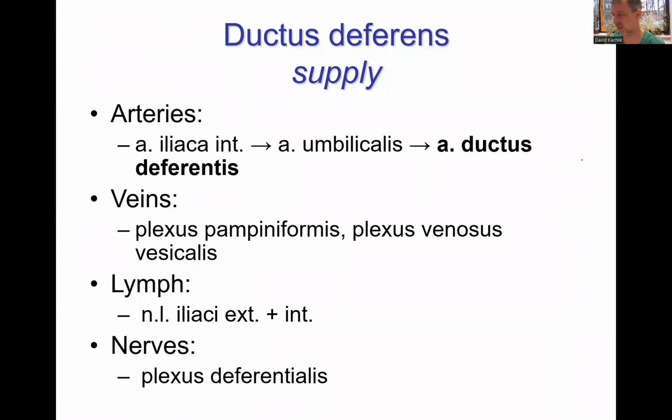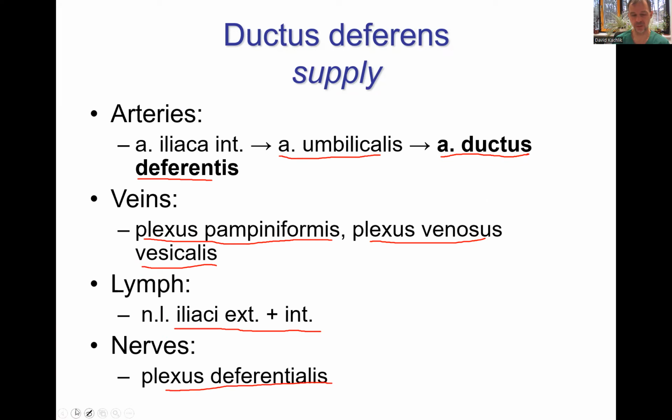How it's supplied, even though it's a very long tube, it is mainly supplied by ductus deferens artery, which is branched from the umbilical artery, and it is drained by pampiniform plexus. But as it enters prostate, it is located on the posterior wall of urinary bladder, so it's also drained by vesical venous plexus, and that's why the lymph is drained into external and internal iliac lymph nodes, not to lumbar as the testis. And the nerves form a deferential plexus along the artery.